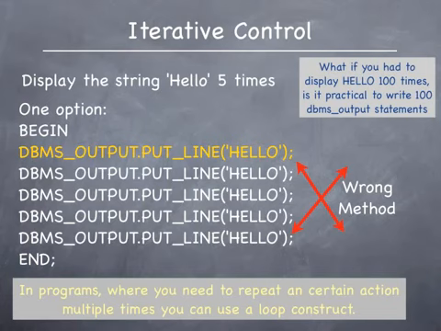What you want to pay attention to on this slide is the fact that the action that had to be done was to display the word hello, and it had to be done multiple times. In programs where you need to perform a certain action or actions multiple times, you can use a PL/SQL programming construct that is used for iterative control, such as a loop construct.